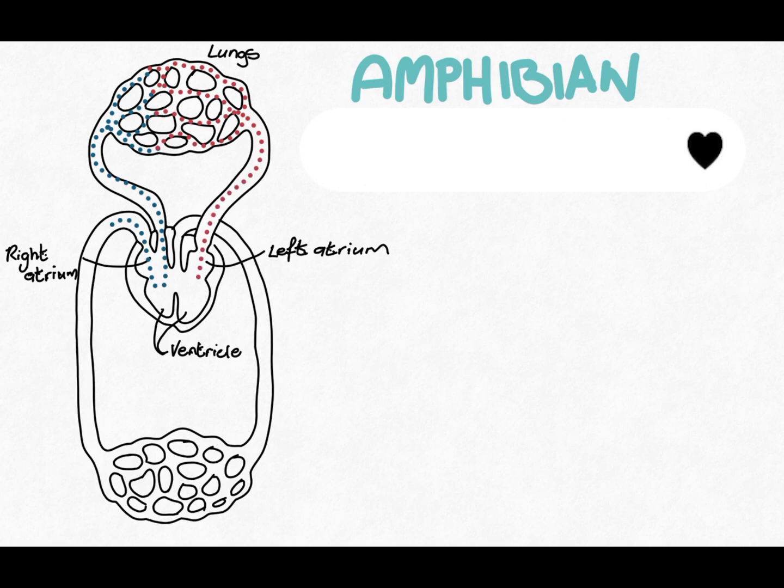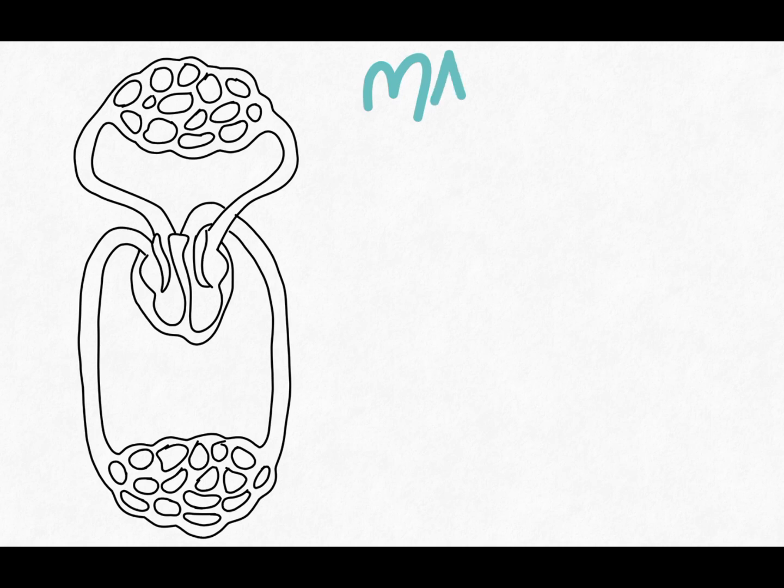It will enter the heart at the left atrium, then into the ventricle again, then out of the heart towards the cells of the body. This is where the oxygen will be used up and deoxygenated blood will move back towards the heart. The one thing that we can notice here is that there's no center piece in the heart that separates the deoxygenated and oxygenated blood, meaning that this blood can mix. Then we can move towards the mammalian heart.